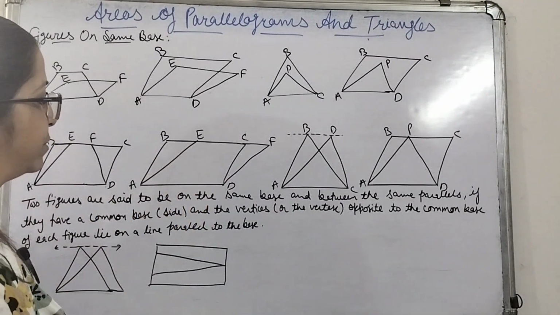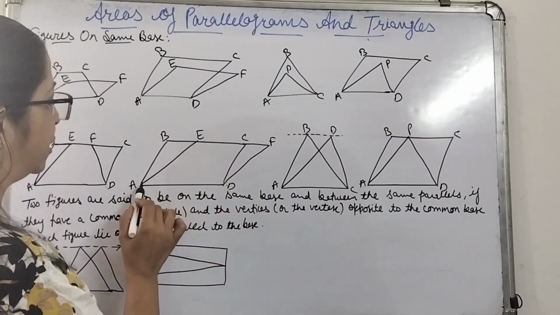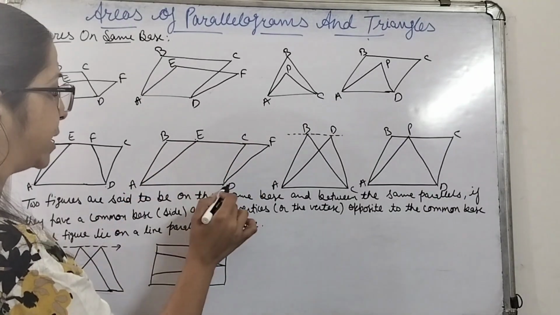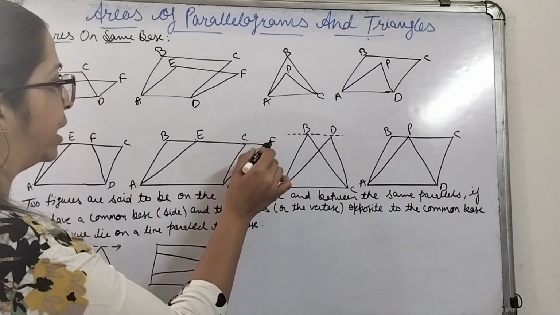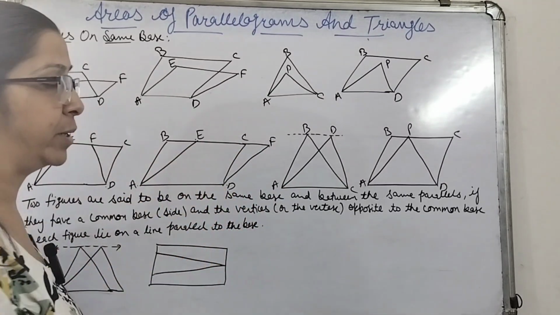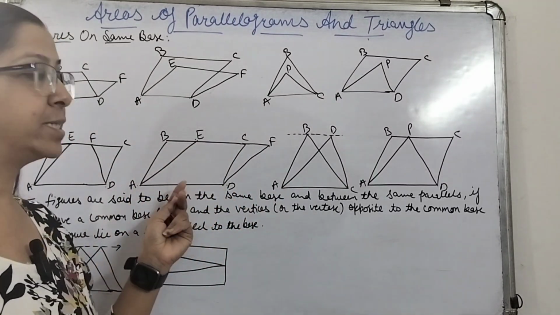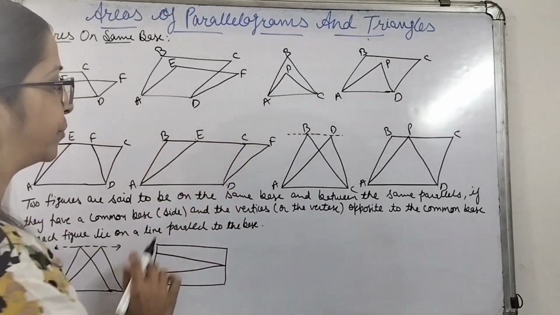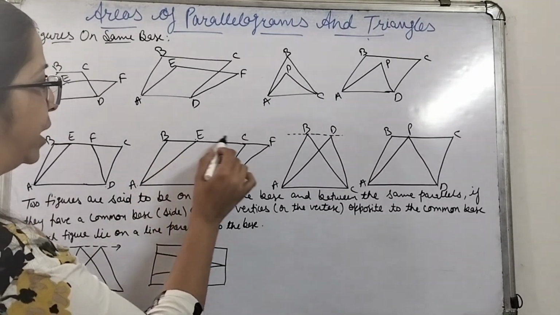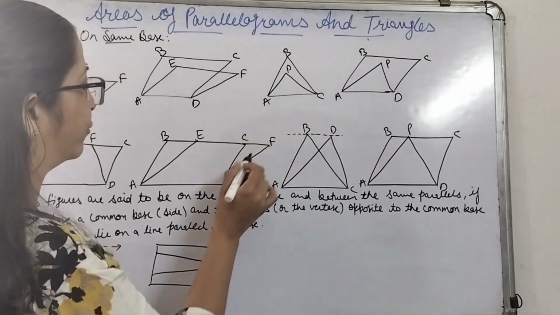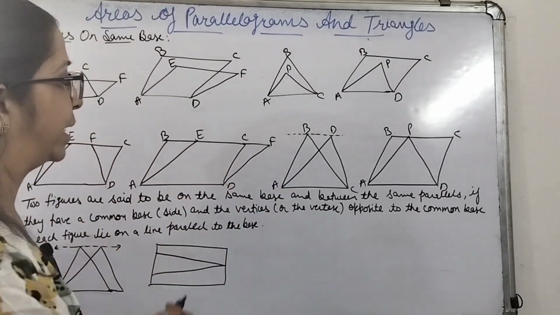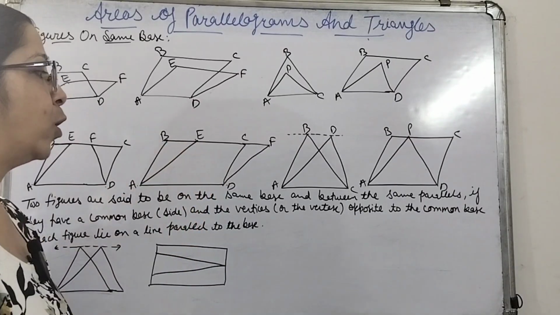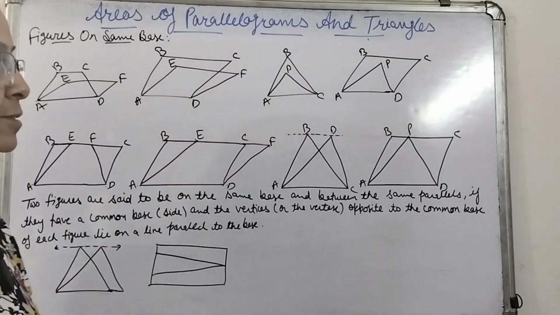Similarly, suppose there are two parallelograms, one is ABCD, another is AEFD. For both of them, AD is the common side. So both are on the same base AD. The opposite vertices of ABCD are B and C, and the opposite vertices of the parallelogram AEFD are E and F. They all lie on a straight line and this line is parallel to the base AD. That's the reason they are on the same base and between the same parallels.